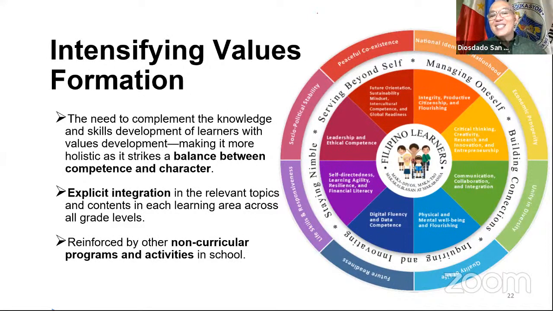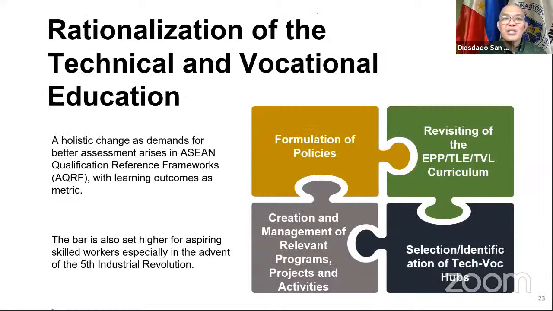Digital fluency and data competence for our future readiness, and self-directedness, learning agility, resilience, and financial literacy, life skills and responsiveness, and leadership and ethical competence for socio-political stability. So we want children who are serving beyond self, managing oneself, building connections, inquiring and innovating, and staying nimble. Nasambit ko na yung kanina. But these are our focus in terms of values. And then the rationalization is really making sure that the schools will just be offering those that they can offer with high quality among the learners.